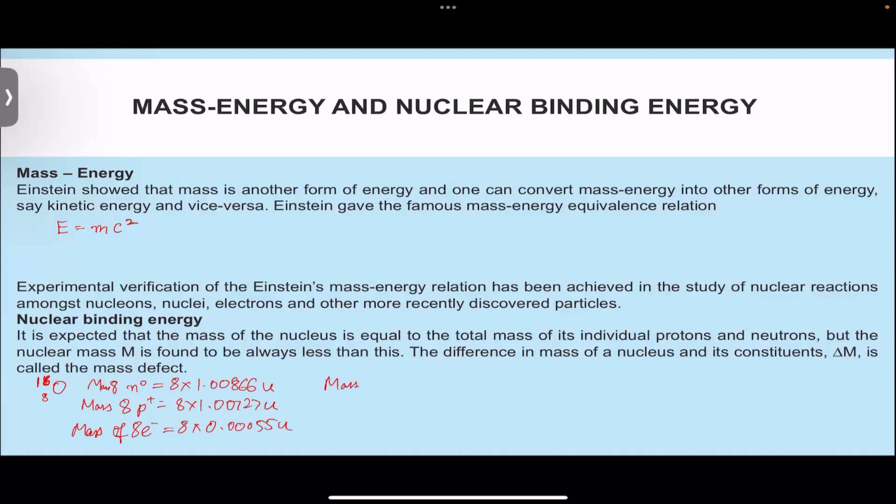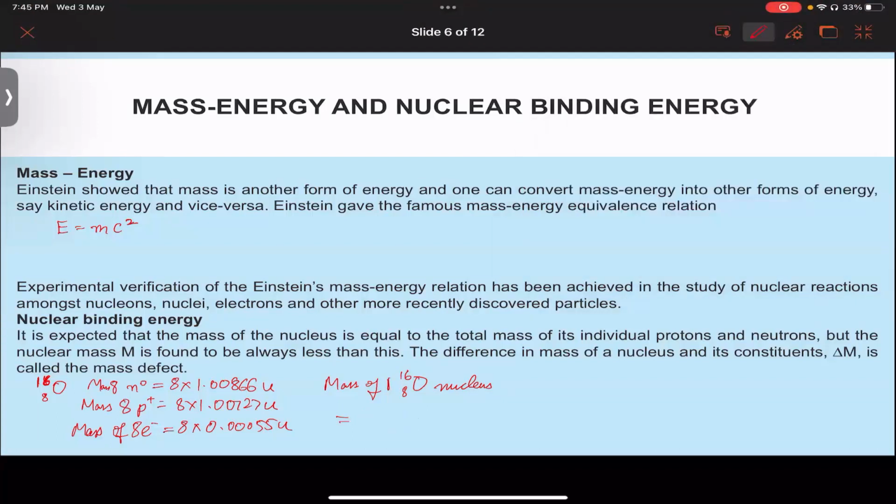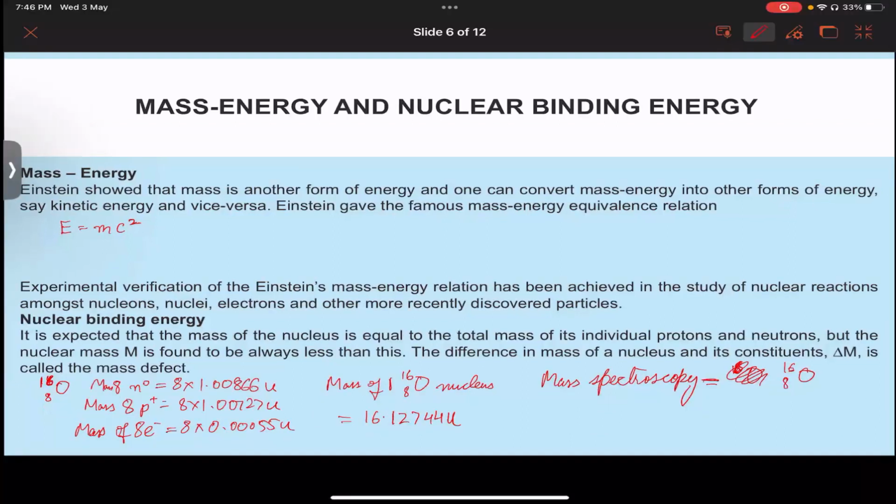Therefore the expected mass of one atom of O16 oxygen should be 16.12744 U. But from the mass spectroscopy results, O16 was found to be 15.99493 U. So this difference is called the mass defect.